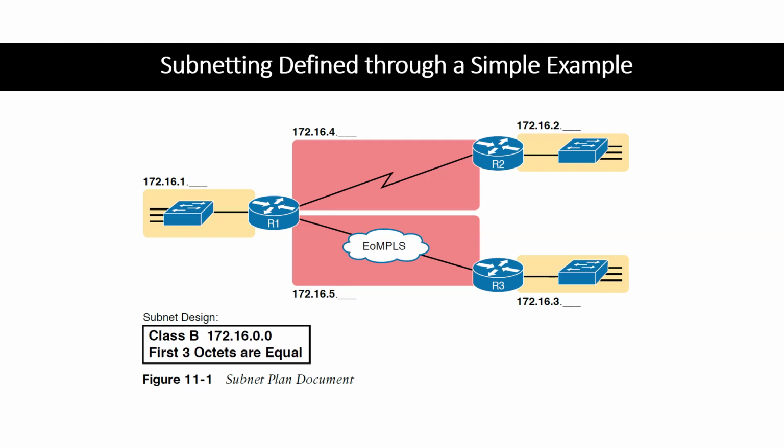So with it being a Class B network, the first two octets are going to be the same. Where we subdivide our network is that third octet. As you can see behind R1, we see 172.16.1.x. All the hosts on that network behind R1 would have the same three octets. That's that subdivision of that network.